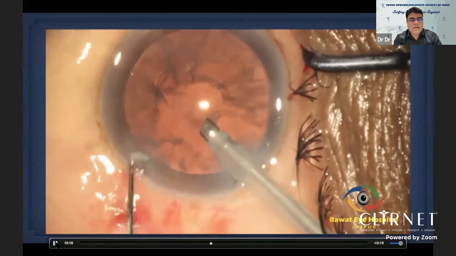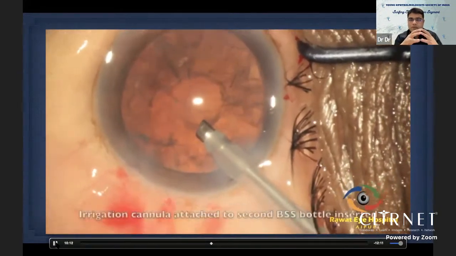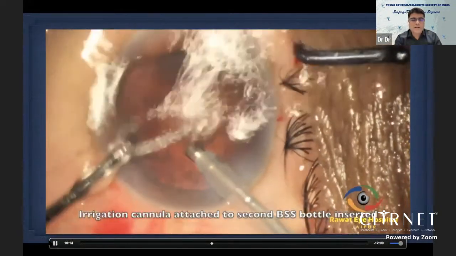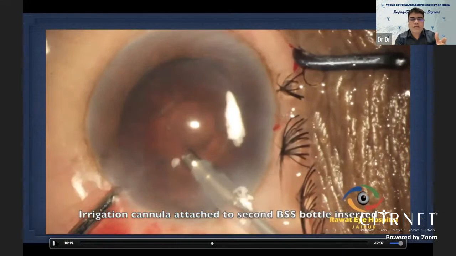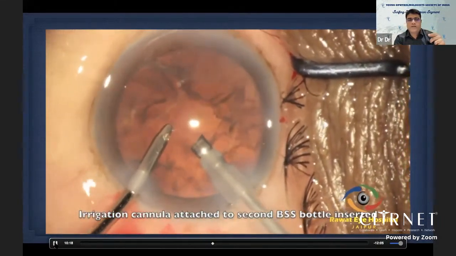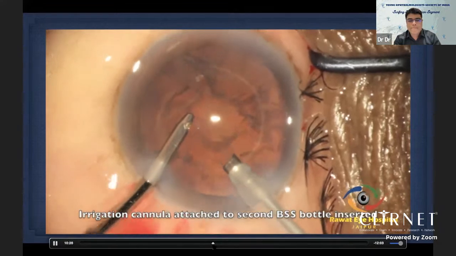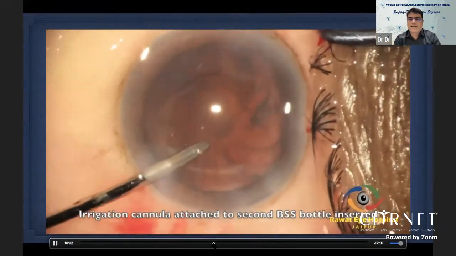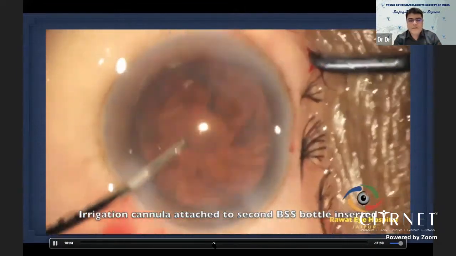So again, the principle remains the same. You need to maintain a closed chamber. Here, instead of OVD, I put an irrigation cannula, which is attached to a second BSS bottle. So before withdrawing the phaco handpiece, I have 2 irrigation cannulas. One irrigation cannula goes in before taking out the phaco probe, and I start doing aspiration.